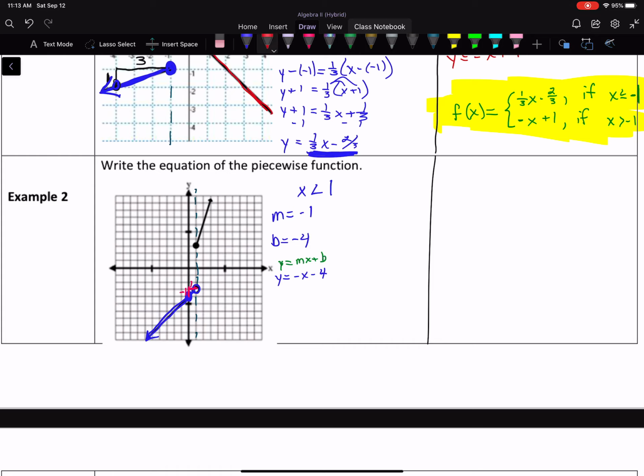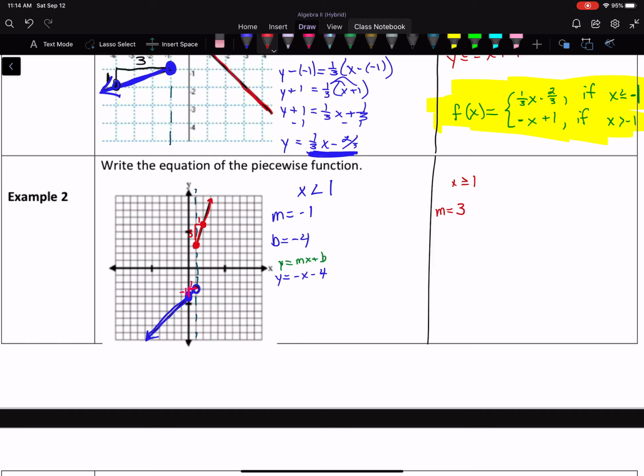Now let's move on to the second one. So we're starting here and we're going up. So this equation is only good for the x values that are greater than or equal to +1. Okay, same thing. I still need my slope. So we can go ahead and count rise over run real quick. Here's another point. Looks like we're going up 1, 2, 3, and over 1. So there's my slope, 3.